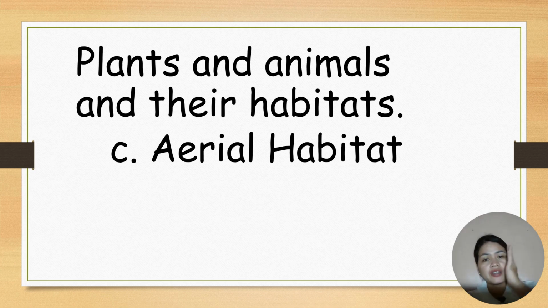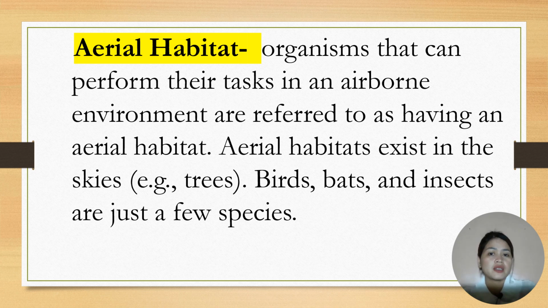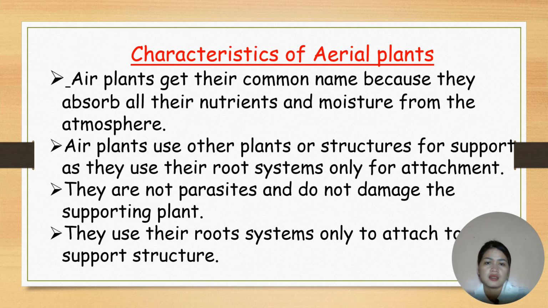So here, let's talk about the aerial habitat. Do you have any idea about what animals and plants live in the aerial habitat? Aerial habitat, those are organisms that live and perform their tasks in an airborne environment, referred to as having aerial habitats. So for examples, the birds, the bats, and the insects. We also have plants, the orchids, ferns, and mosses.